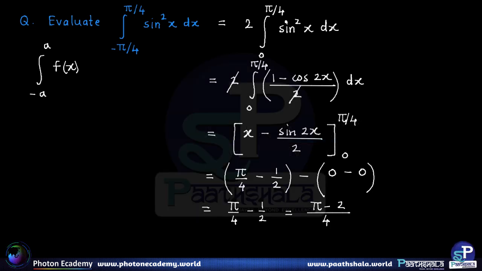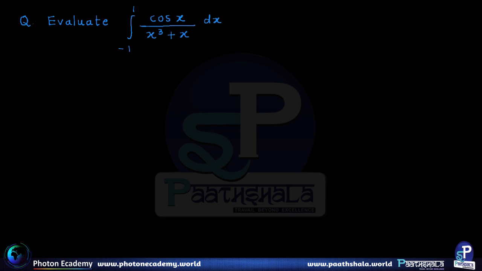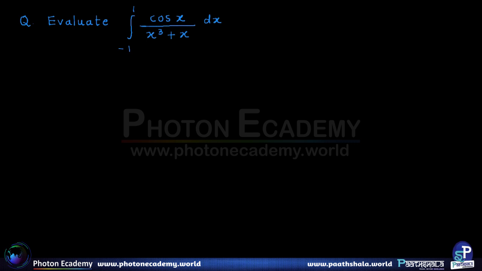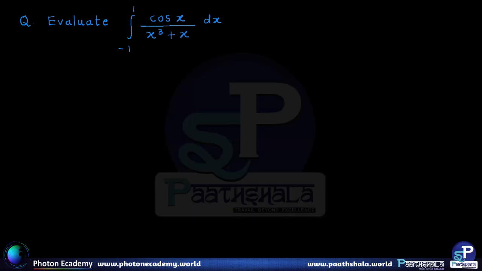Let's see one more question. Now here we have to evaluate the integral of cos x upon x cube plus x from the limits minus 1 to 1. So here once again we see the limits are of the form minus a to a. So we can bank on the property where we need to check if f of x is even or odd.